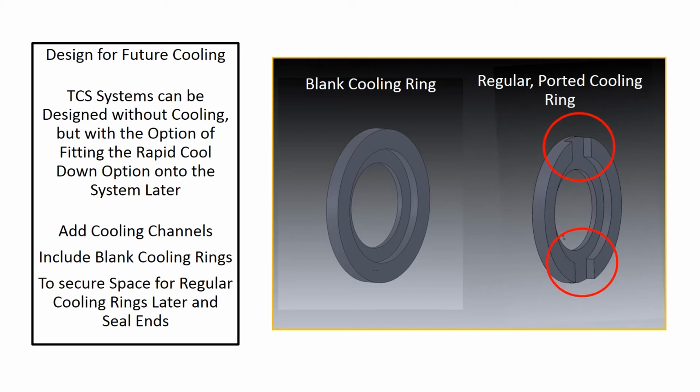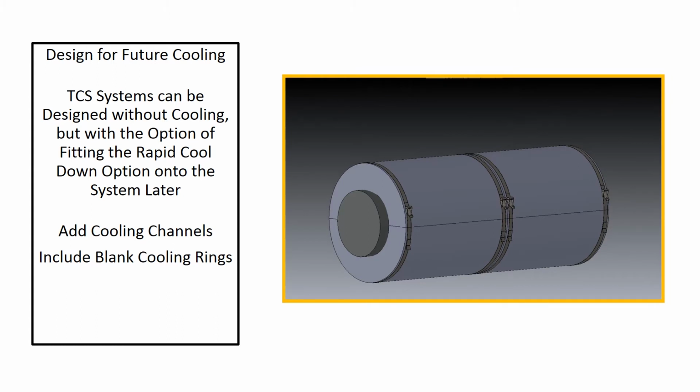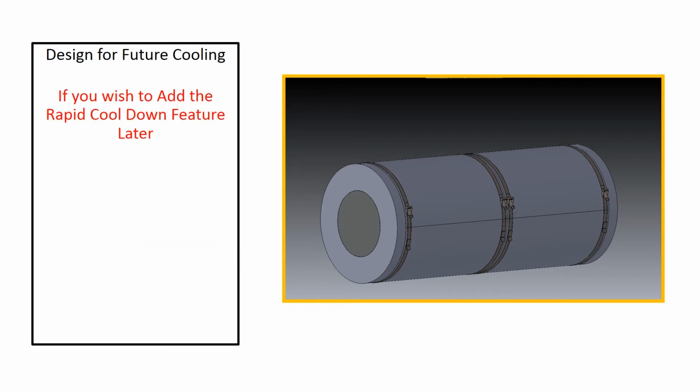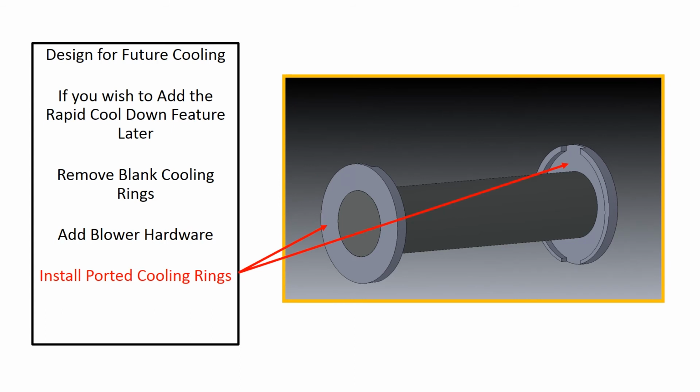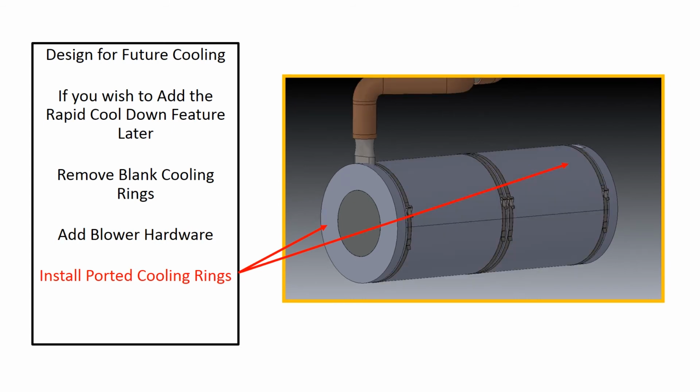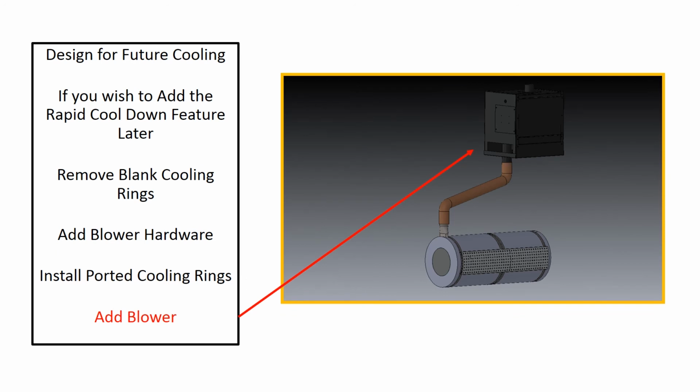So, a system designed for future cooling will have cooling channels in the TCS section and blank cooling rings. If you wish to add rapid cool down feature later, simply remove the blank cooling rings, add the blower hardware, install ported cooling rings, and add a blower. The blower can now be activated to pull air through the system to cool the barrel for material changes or maintenance.